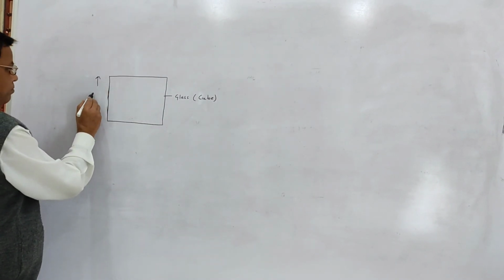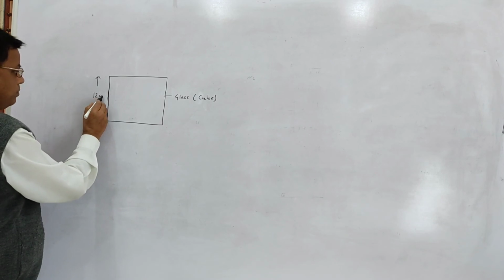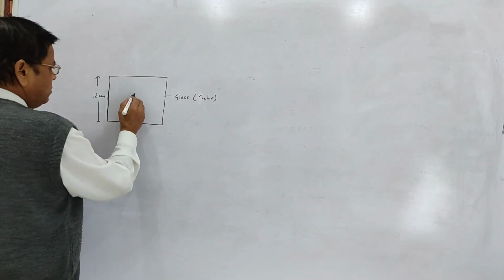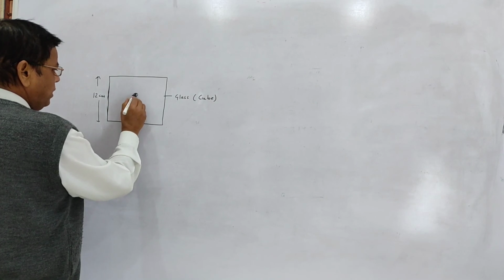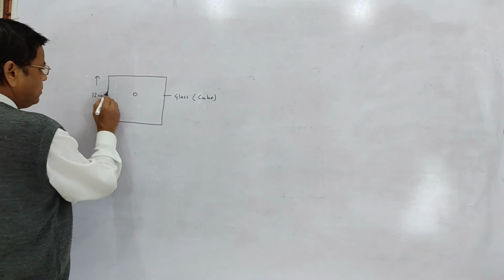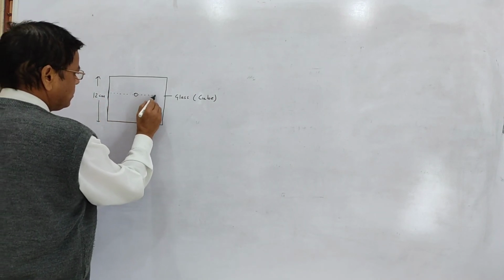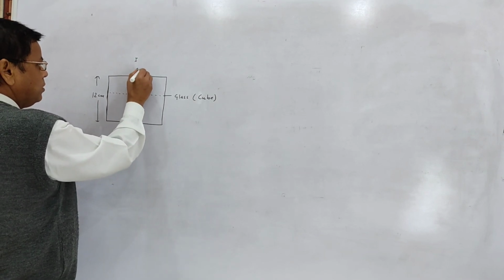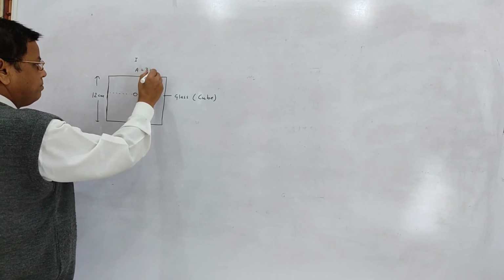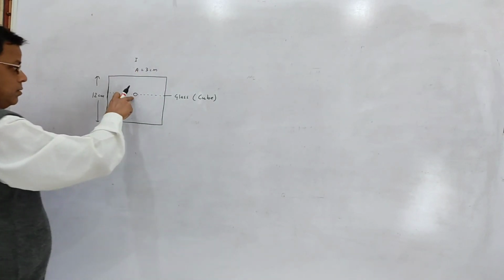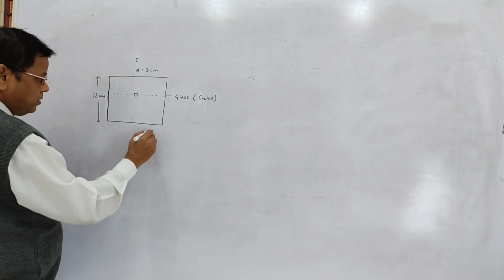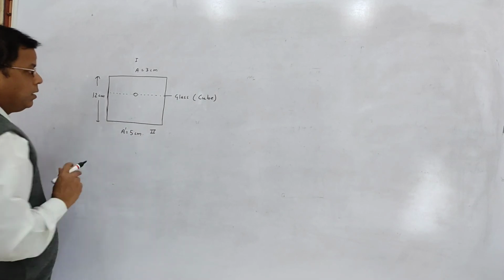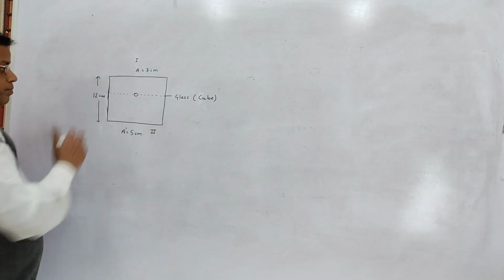Or a glass cube. This is 12 centimeter. There is an air bubble inside this glass cube. When it is seen from this side, it appears 3 centimeter from the surface, and from this side it appears 5 centimeter from the surface. Then find the refractive index of this glass cube.